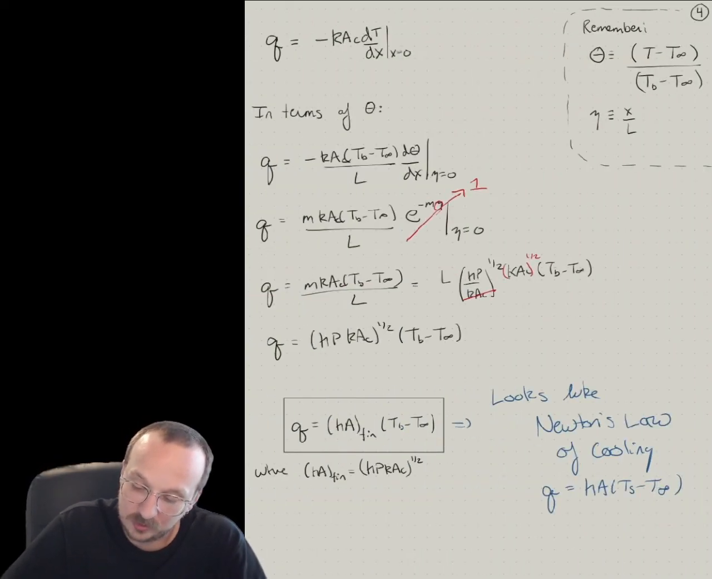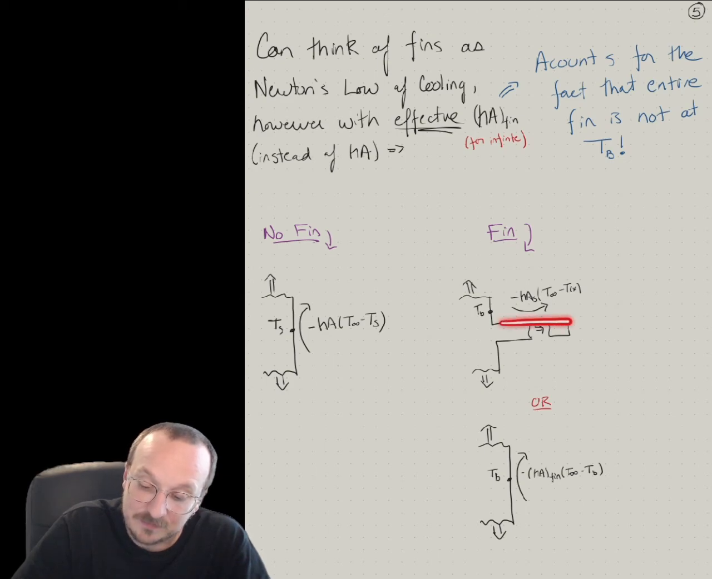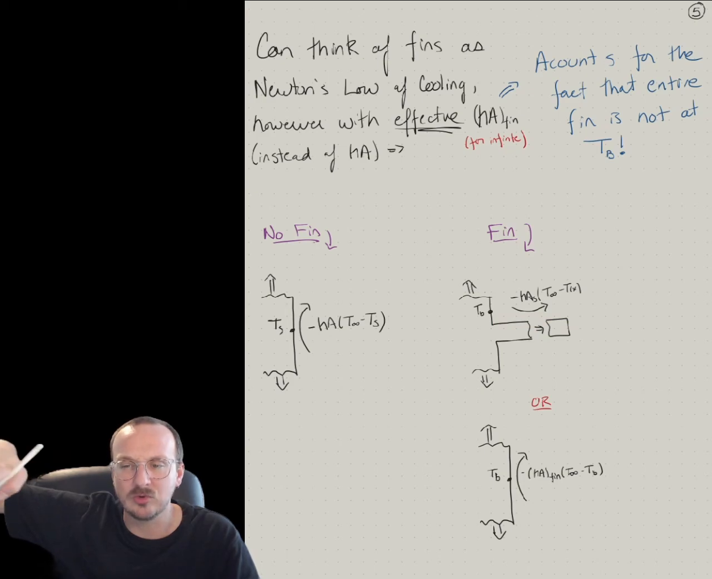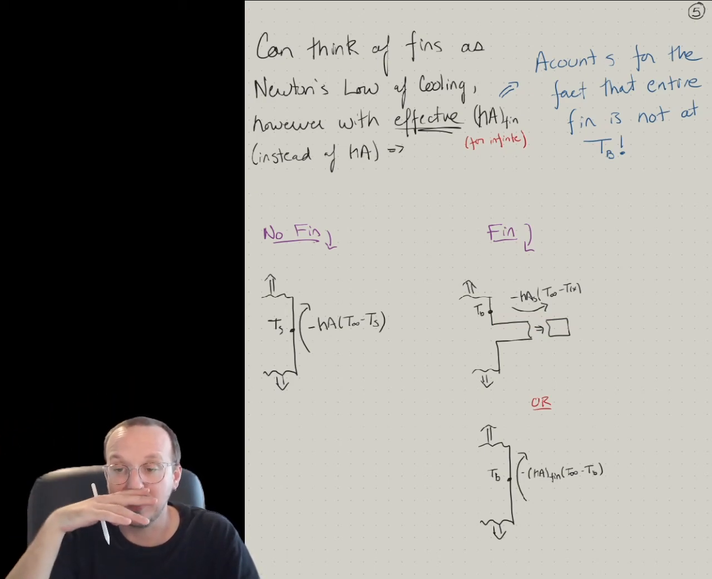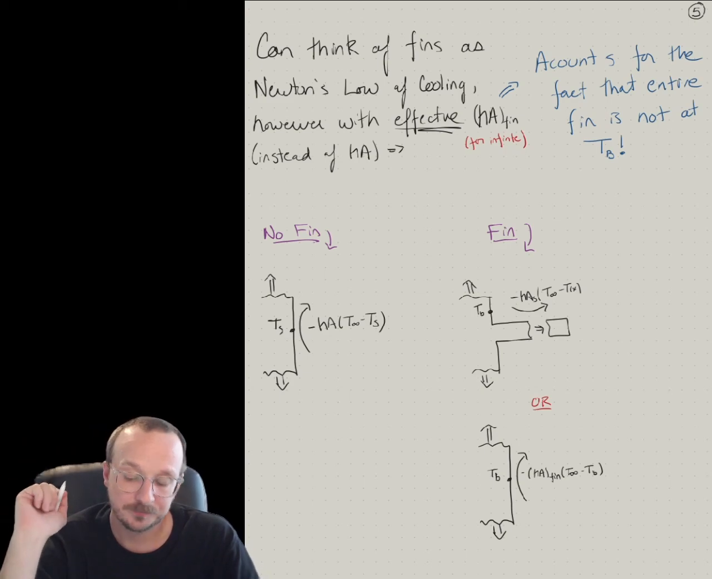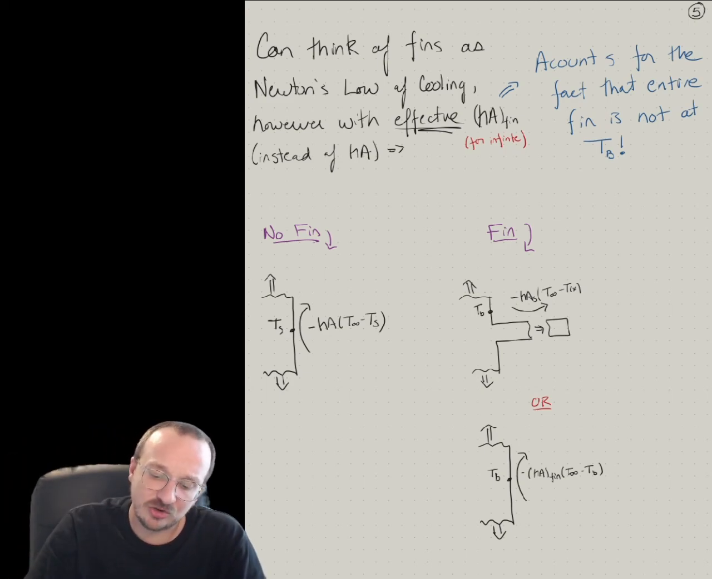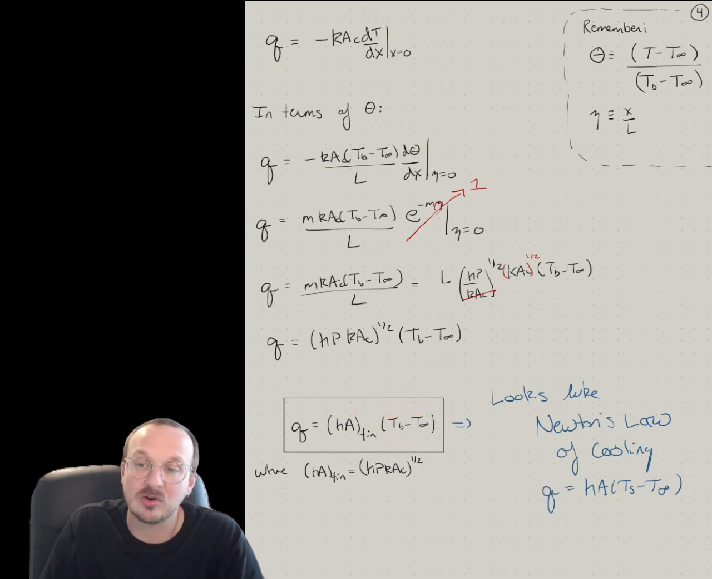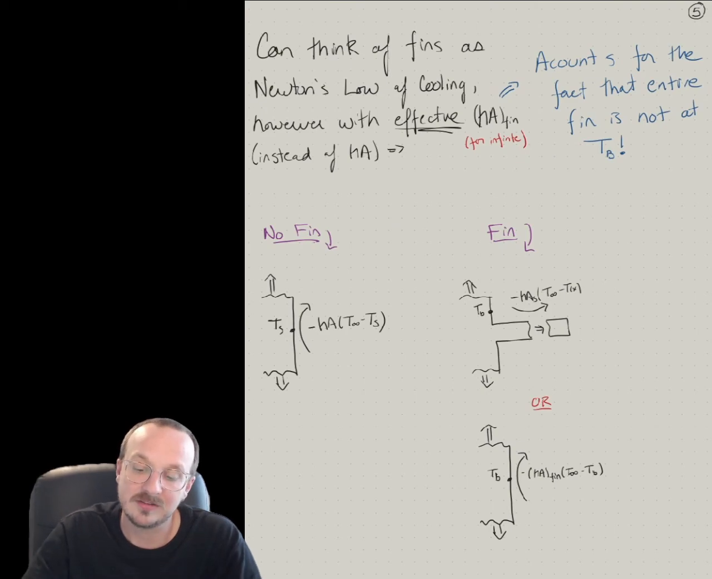This hA effective accounts for the fact that the entire fin is not at Tb. Look at Newton's law of cooling: T surface minus T infinity. But if you look at a fin, here's Tb, the temperature at the base of the fin, and then your T varies down the length of the fin. So you've got this complicated temperature profile for the surface temperature. Newton's law of cooling occurs over a gradient in temperature down the length of the fin. But if we just write it as if it was all at the base temperature of the fin, then we can write an effective hA to compensate for the fact that everything is not at the base temperature of the fin.